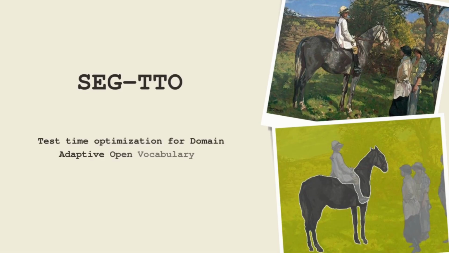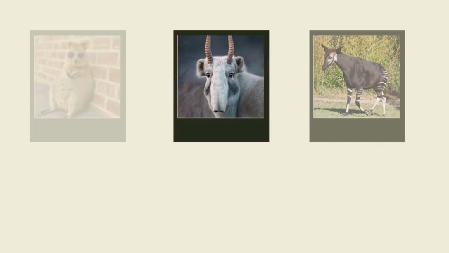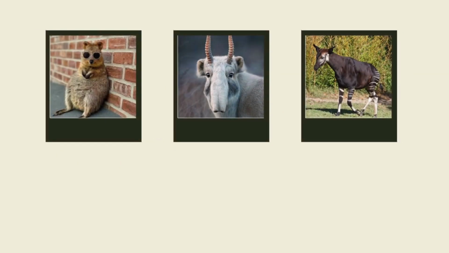Seg-TTO, test time optimization for domain-adaptive open vocabulary segmentation. Have you seen these three animals? Can you recognize which one is an okapi?